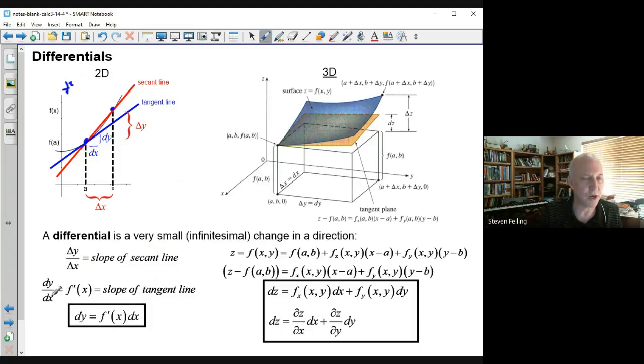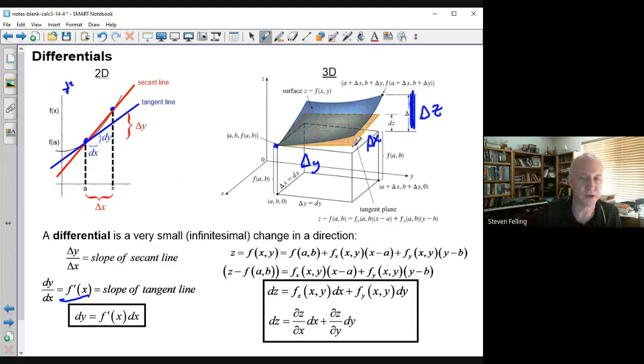And when we take dy over dx, that's the derivative, right? So the same thing is true now in 3D. We can say there's going to be an actual change, which we would call delta z. If I go a distance x, actually this would be y, and I go a distance x, then I'm going to get a change in the z that corresponds to that on the surface.